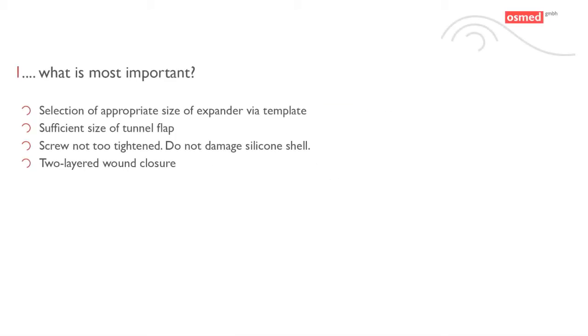What is most important? Selection of appropriate size of the expander via template. Sufficient size of tunnel flap. Check with template. The template, respectively the expander, has to fit completely into the pocket. Screw not too tight, for not stressing the flap of the expander. Do not damage the silicone shell. Two-layered wound closure. The first suture enables a wound closure without tension.